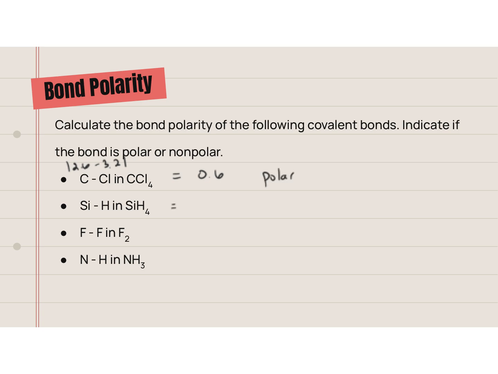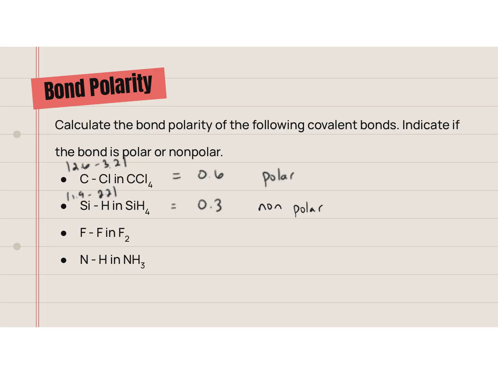The next one is silicon and hydrogen in the molecule SiH4. Well, silicon has an electronegativity value of 1.9, and hydrogen has an electronegativity of 2.2. Now, when we subtract those and take the absolute value, we have a difference of 0.3. And since this is less than 0.5, we call this a nonpolar covalent bond.